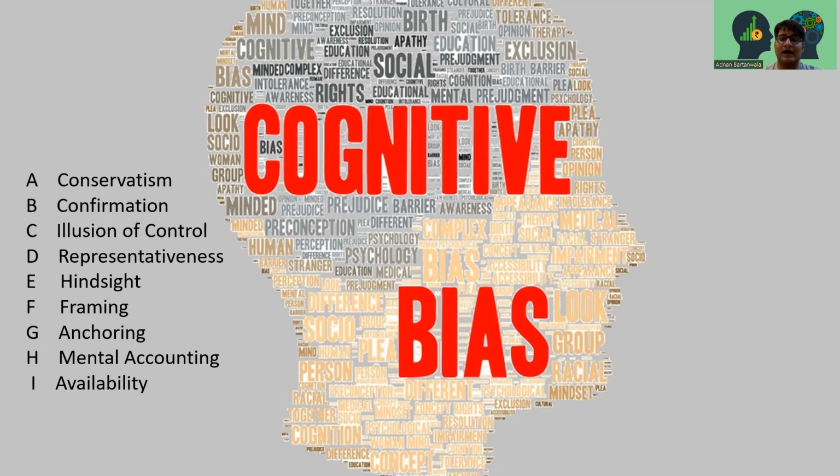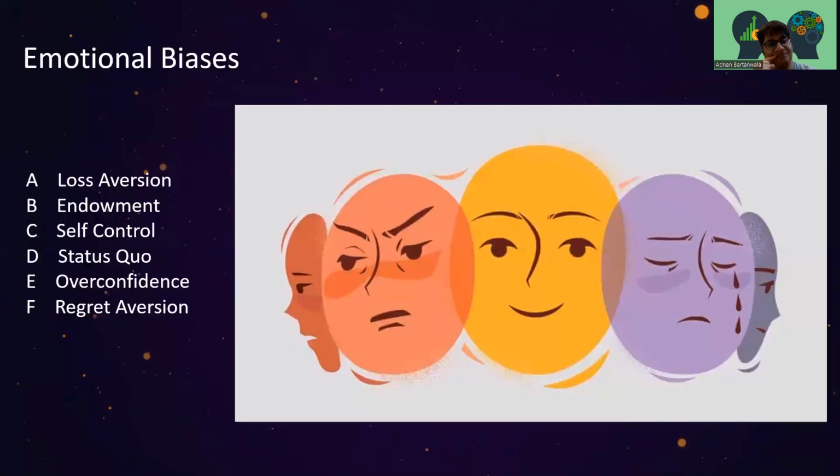Now we'll quickly move on to the other category of bias, which is the emotional bias, which, as you can recall, are based on impulse and are spontaneous. So coming to the first emotional bias, there's the concept of loss aversion bias.